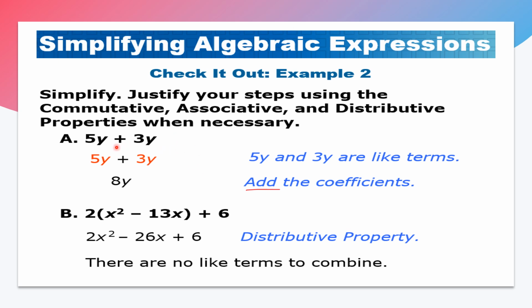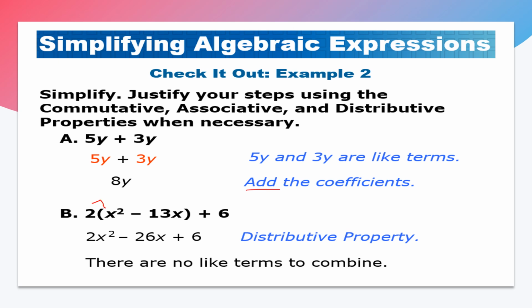Next, let's have another 5y plus 3y. So these are like terms, so just add the coefficients. Now, we have here 2 times the quantity x squared minus 13x plus 6. So, all you have to do here is use the distributive property.